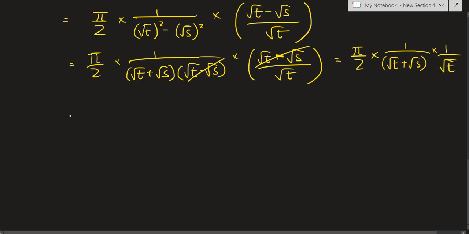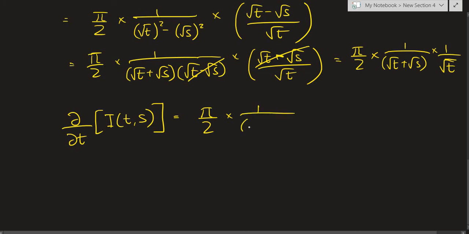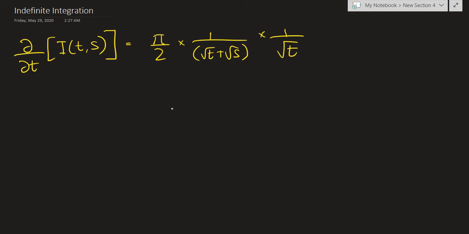So basically finally the partial derivative with respect to t of this parameterized function I of t comma s is just equal to pi over 2 times 1 over square root of t plus square root of s times 1 over square root of t. So now to obtain again an expression of I of t comma s, we need to integrate with respect to t, but this time, unlike all our other Leibniz Rule videos, we're going to integrate indefinitely, not definitely.